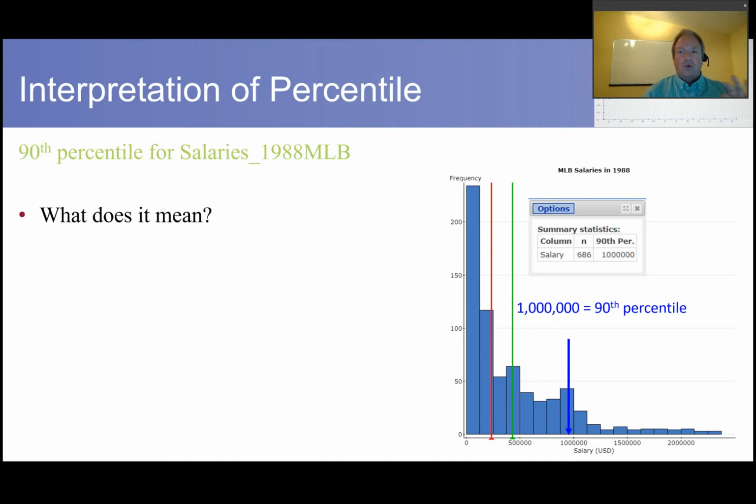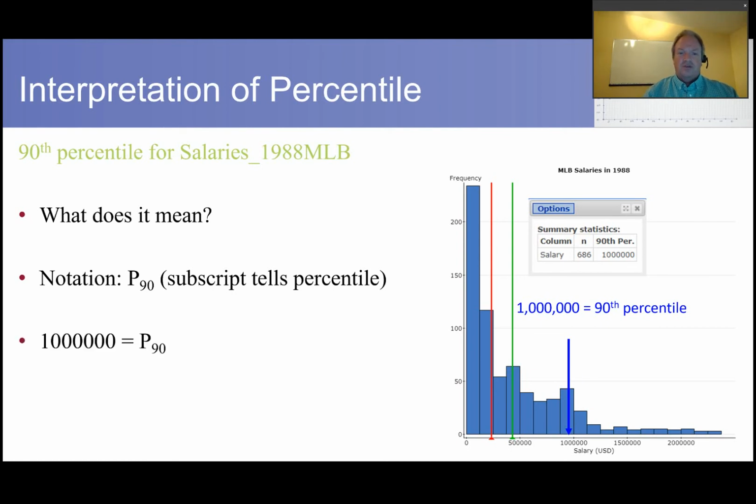Now, a little word of warning. The book uses a particular notation. To represent the value of the 90th percentile, they use P sub 90. So for example, the way that you would express that in this problem is that the 90th percentile is $1 million, and that's how you would write that.